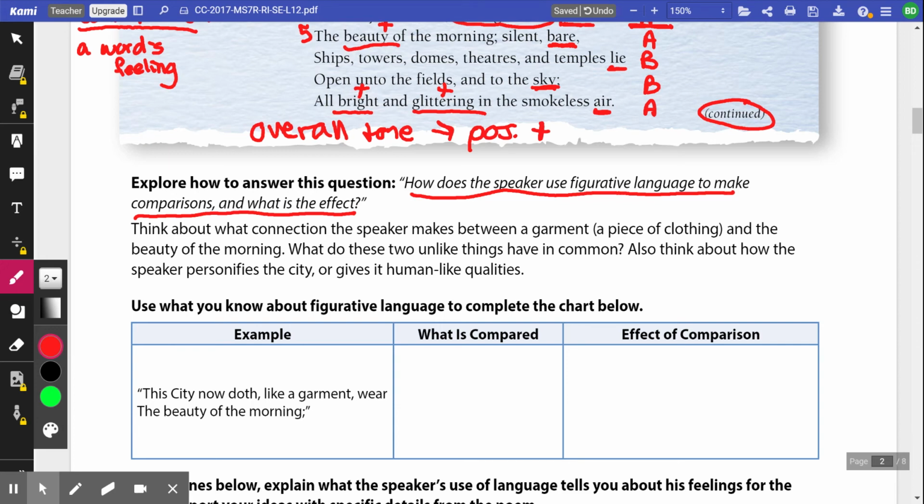We're going to think about what connection the speaker makes between a garment, which is a piece of clothing, and the beauty of the morning. We have to think about how those two things are connected. What do these two unlike things have in common? We also have to think about how the speaker personifies the city, or gives it human-like qualities. And this is personification.